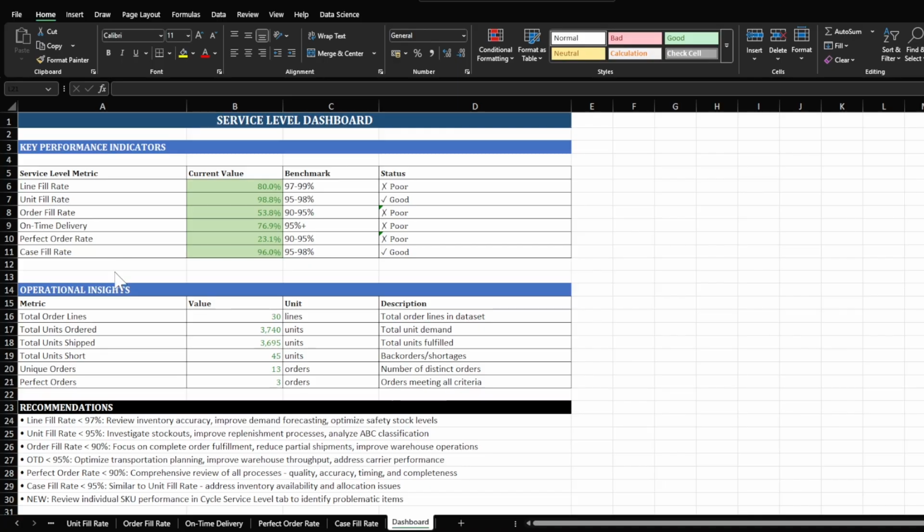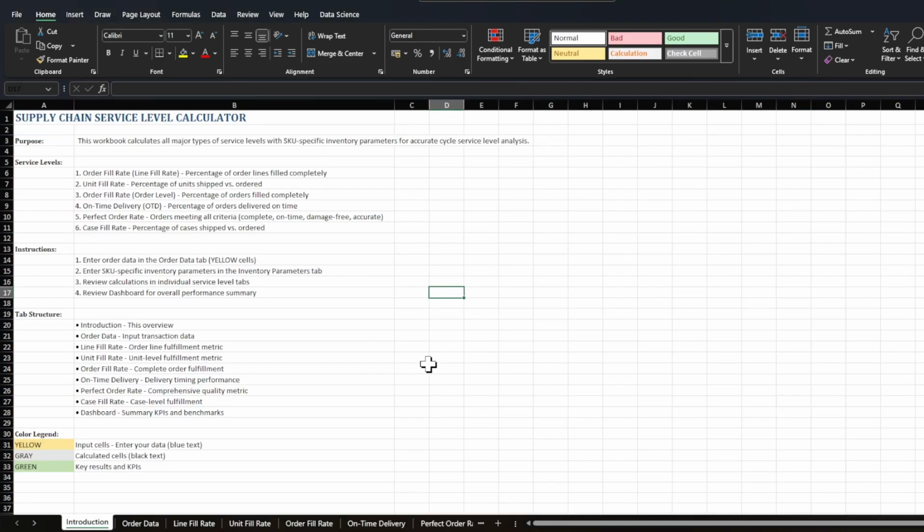Apart from it, we will also go through some operational insight, like how many order lines are there, total unit orders, how many units were shipped, how much are short, and then how many unique orders were there and what were the perfect orders. And there are certain recommendations as well we will go through afterwards. So let's start. So this is the introduction page of the sheet, in which we are just talking about how to use this sheet. Let's move to the order data.